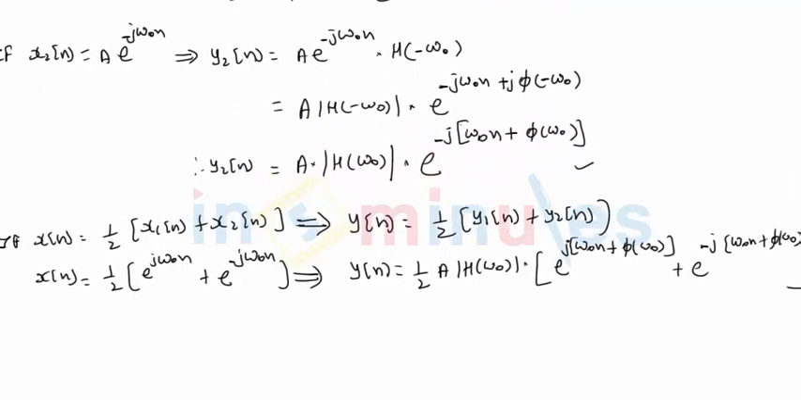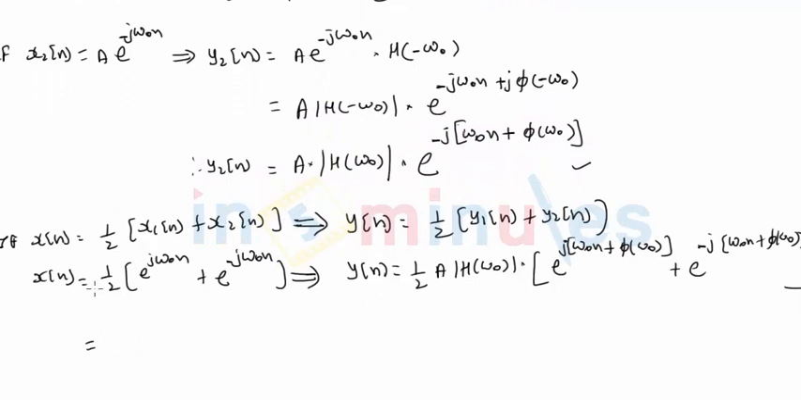Now this will bring us to some important conclusion. Look at the first expression for the input. Half e raised to j theta plus e raised to minus j theta is nothing but cos theta. So that's cos omega naught n. So the input signal that we have defined is a cosine function, and please do not forget that there was an A in the expression of x1 and x2, so that A remains outside.